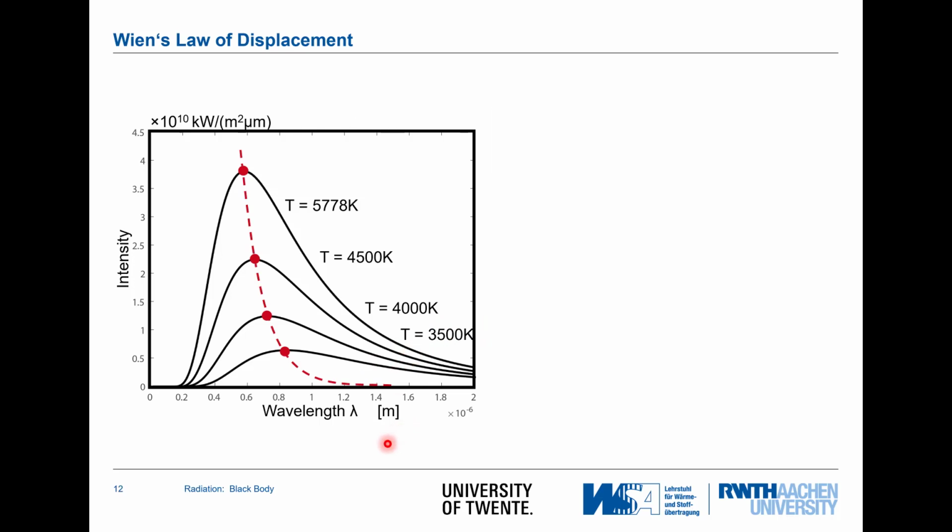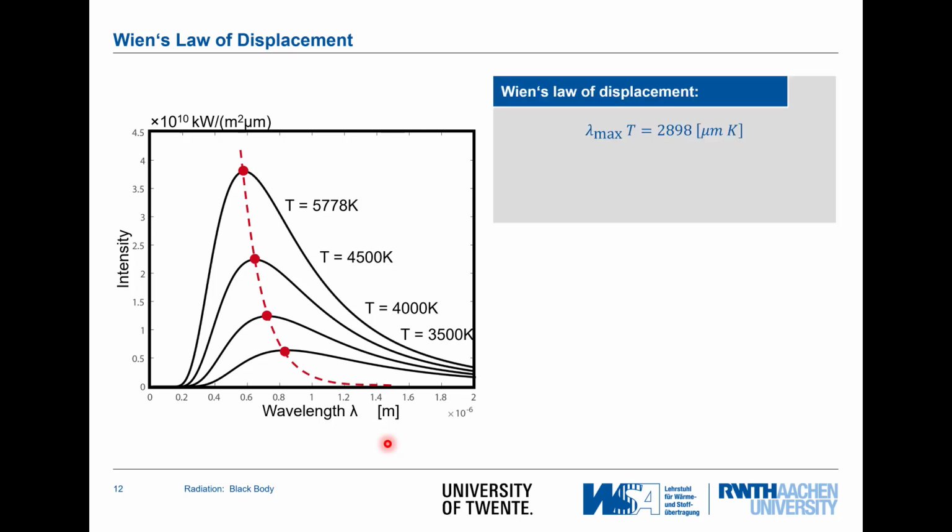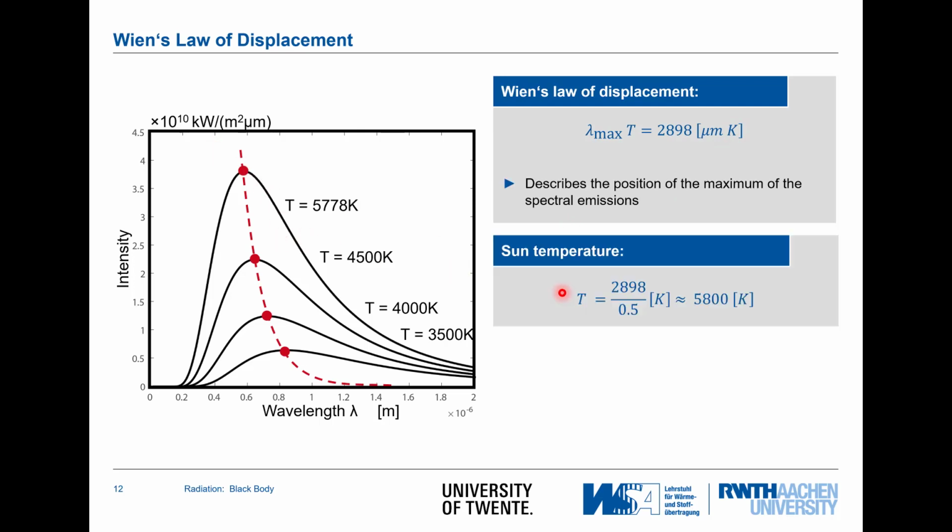And there's a physical law behind that that's called Wien's law of displacement. That's another researcher who found out that the multiple of this maximum wavelength with the corresponding temperature is a constant value. Units micrometer times Kelvin, and this describes the position of the maximum, and then we can calculate sun temperature.